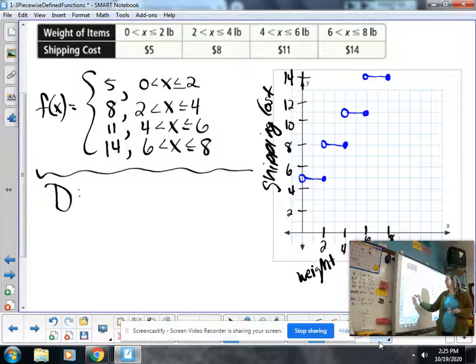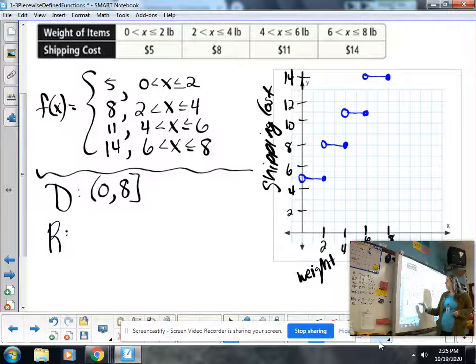So now we have domain. Domain, again, represents the x values. So all weights between 0 and 8 are accounted for. However, 0 is not included. So 0 would get a parenthesis, 8 would get a bracket.